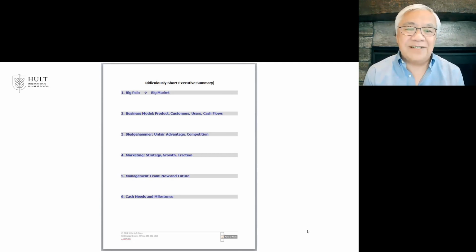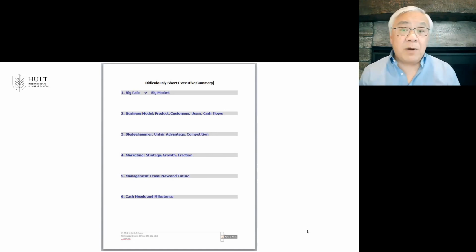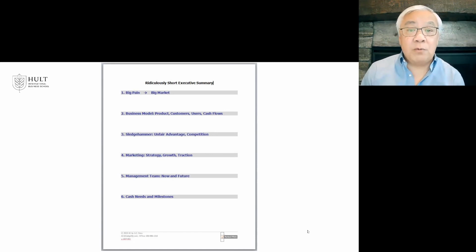What's the sledgehammer, which is this unfair advantage, a competitive differentiation that exists at rollout but can be defended once you are rolled out? Third is what's your marketing? What's the strategy? What are the goals and the growth that you're anticipating? And how will you get traction in the marketplace? Because no one's heard of you, no one's heard of your company, and no one's even seen the product. So that's quite an uphill battle that large branded companies don't have, but you will have as a startup.